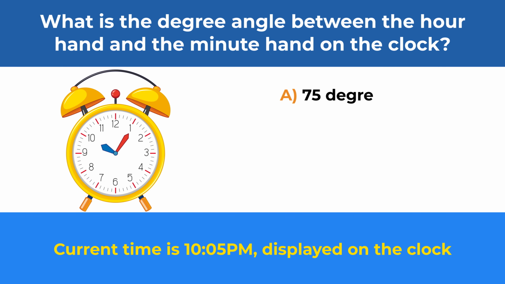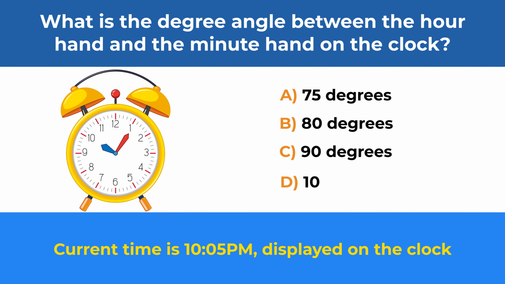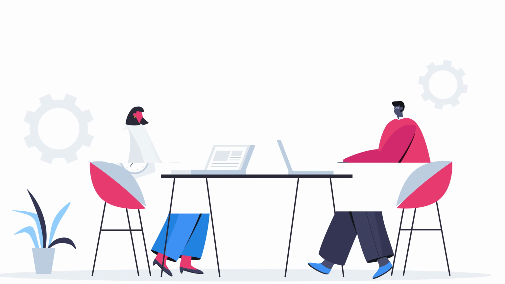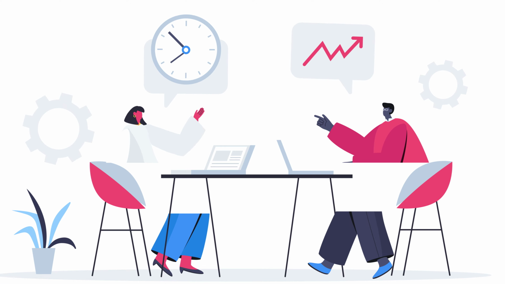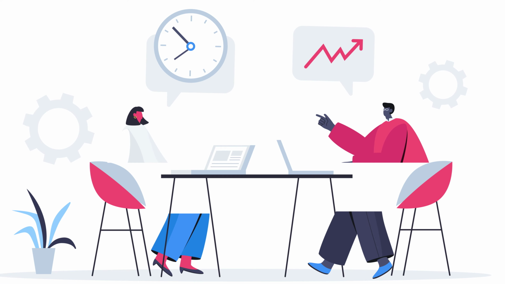Choice A, 75 degrees. Choice B, 80 degrees. Choice C, 90 degrees. And choice D, 100 degrees. Do you see the answer? Give yourself a little bit of time, maybe research the clock, look carefully, and see if you can come up with the solution. Ready or not, I am going to move forward and reveal you my version of the solution. And obviously, if you have a better way to solve it, please make sure to share in comments.